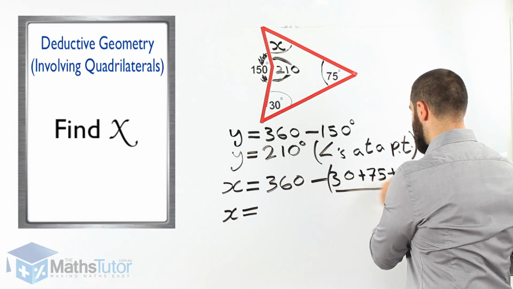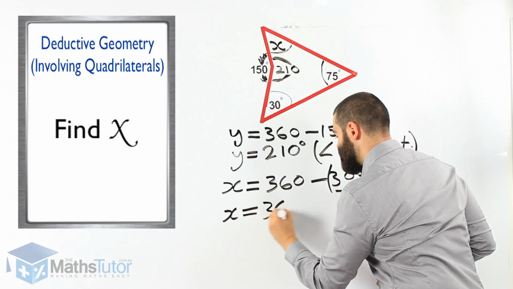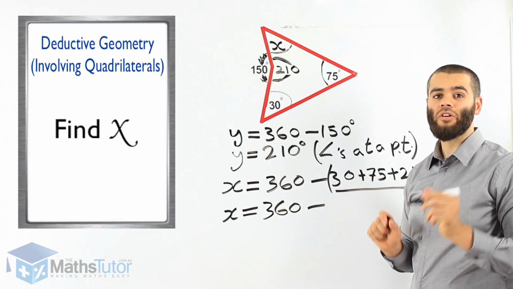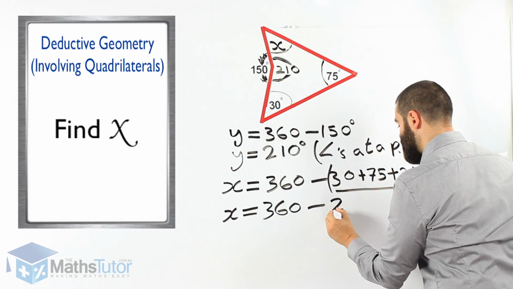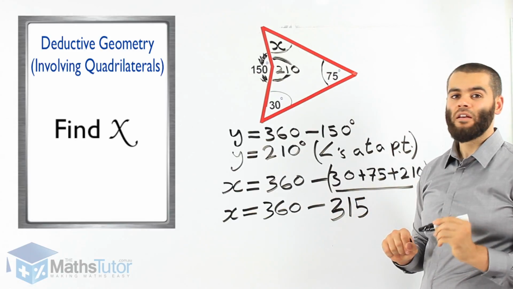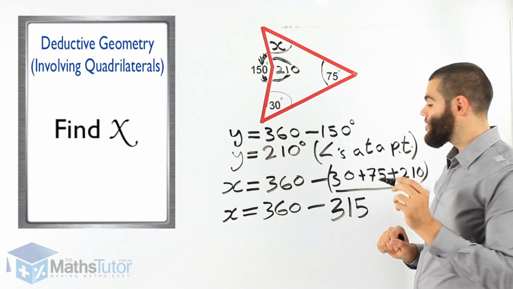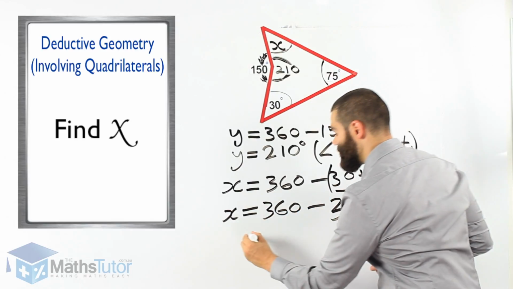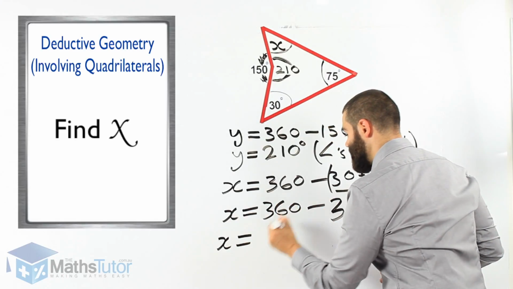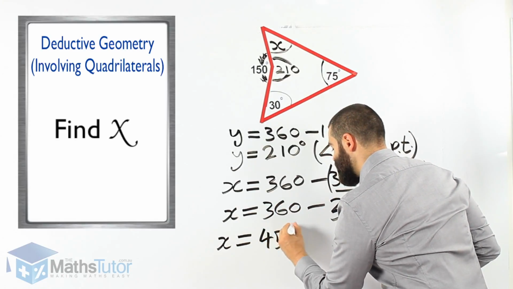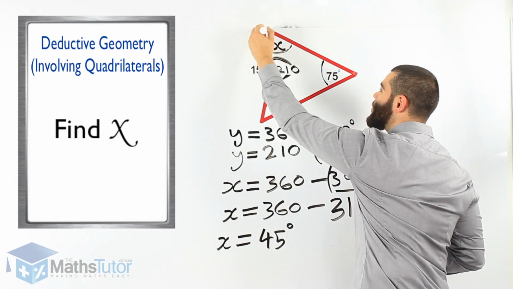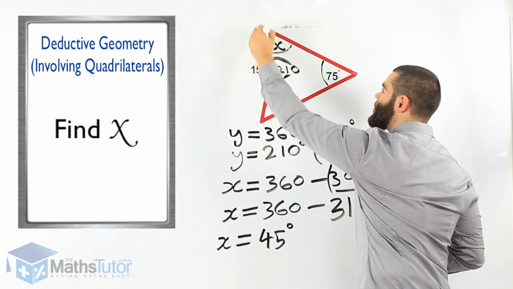So 360, take away the total here. We know 360 minus the total 30 plus 75 plus 210. You can grab your calculator and check it out. Add them up. You should get 315. So now 360 take away 315. X is going to be 45 degrees. So the size of x is going to be 45 degrees.